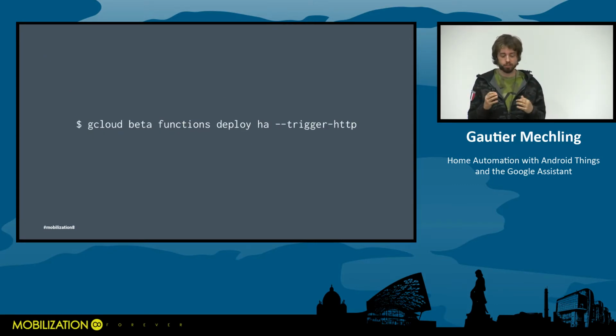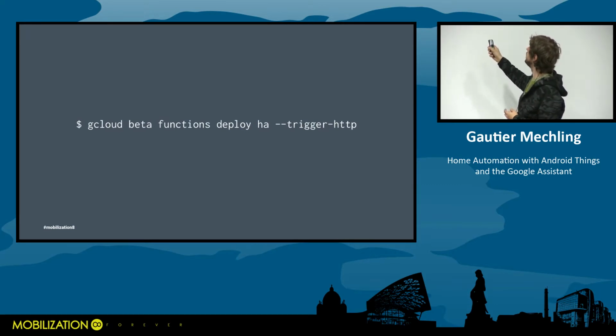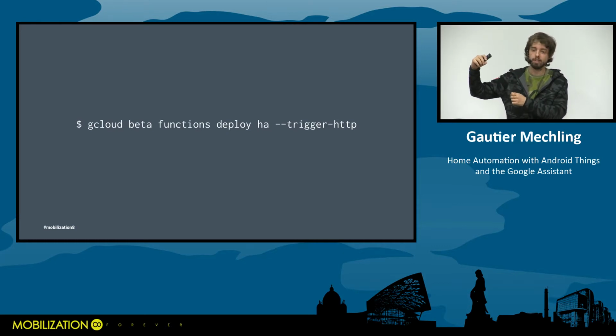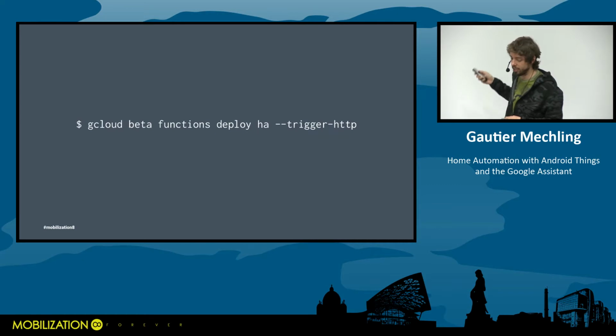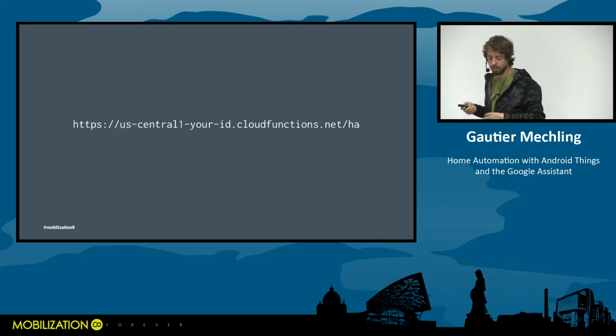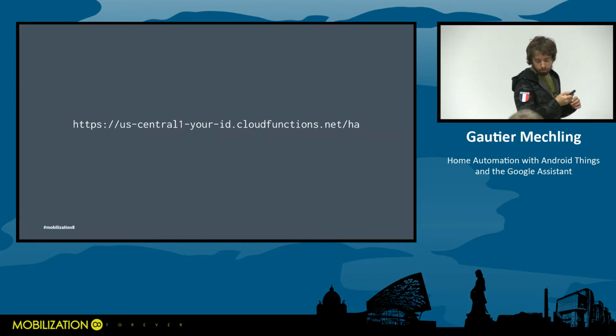So we have created our Cloud Function, and we can deploy it with a very simple command line. With Google Cloud Functions, you deploy the function named HA, and you want this function to be called when it receives an HTTP request. So it's one line to deploy a single JavaScript file to the cloud, and this function will be executed in the cloud each time it receives an HTTP request. And that's why I really like Google Cloud Functions: not only is it easy to create functions, it's also easy to deploy them to the cloud.